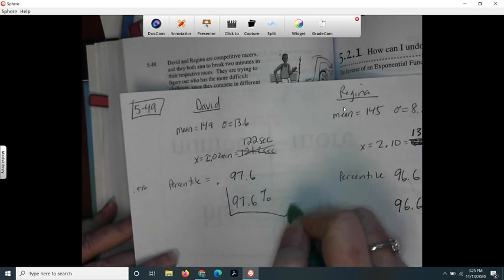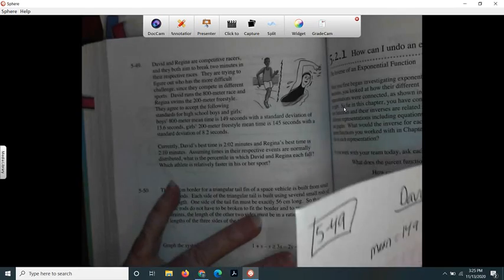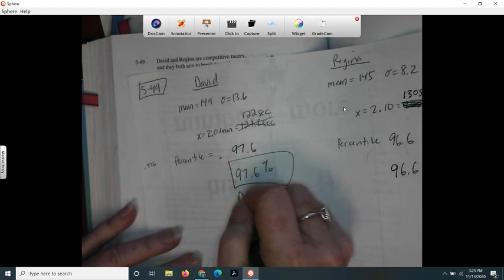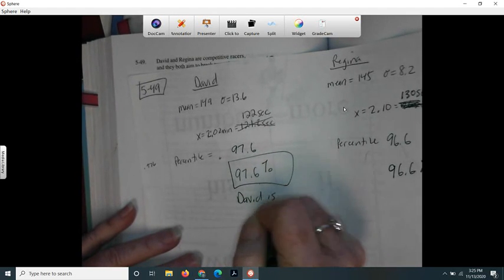Is that all they're asking? Yeah, it just says which athlete is a relatively faster swimmer. We're going to say David is faster. And that's all.